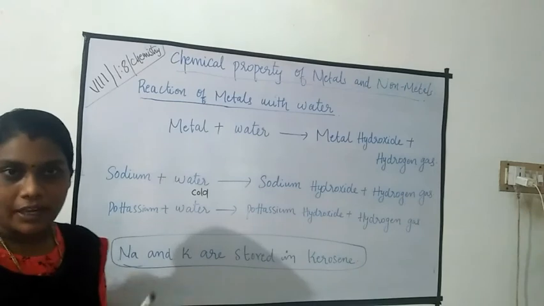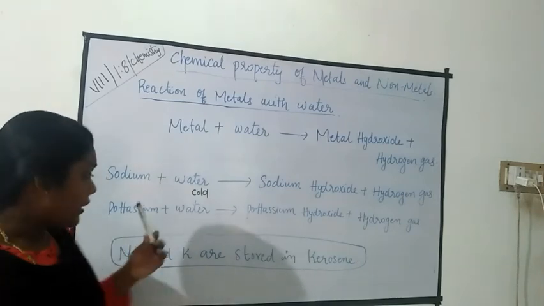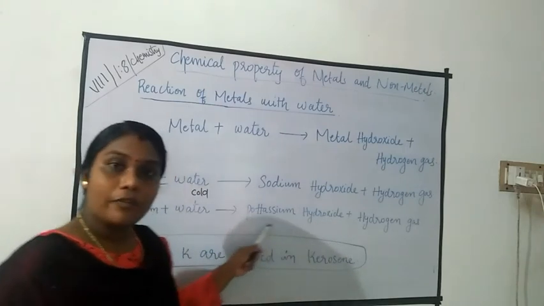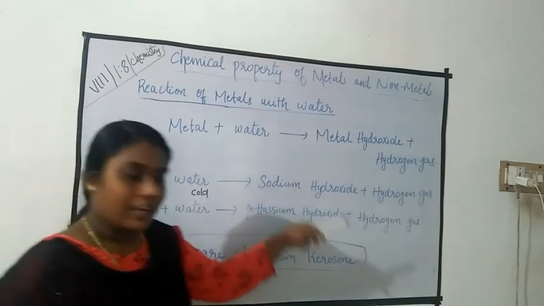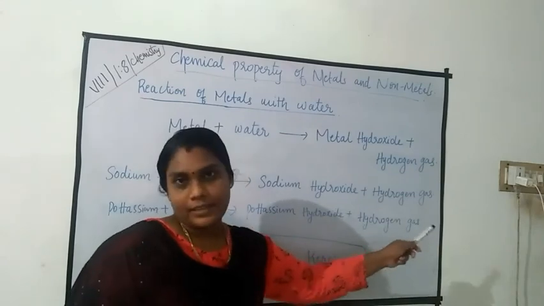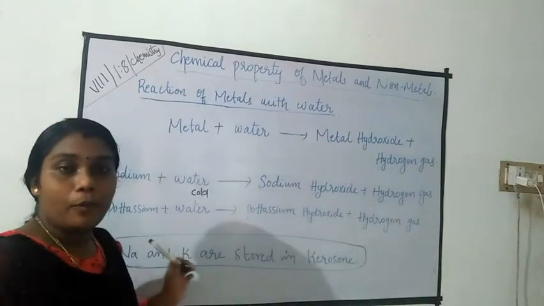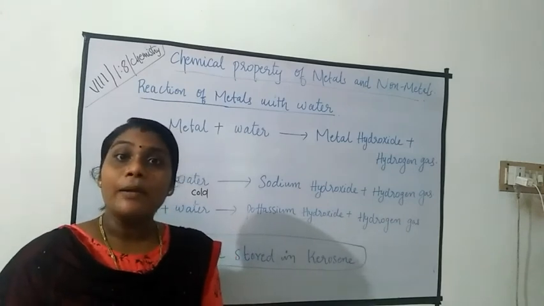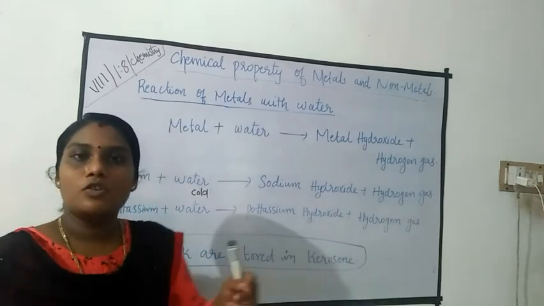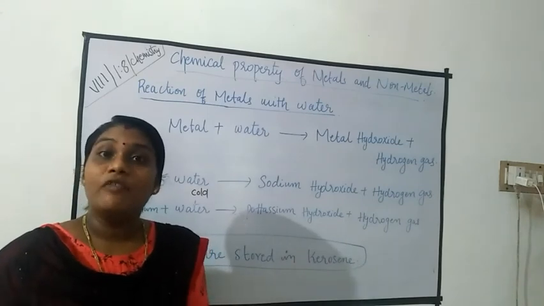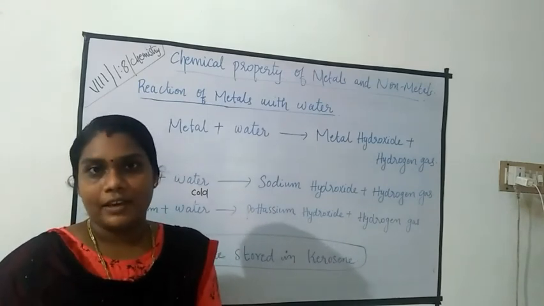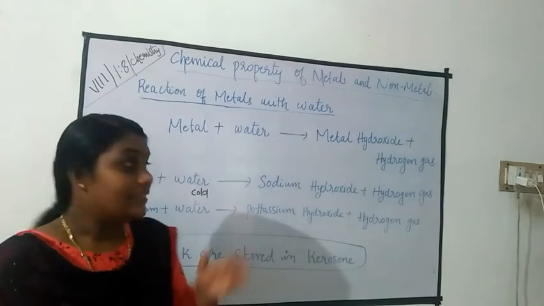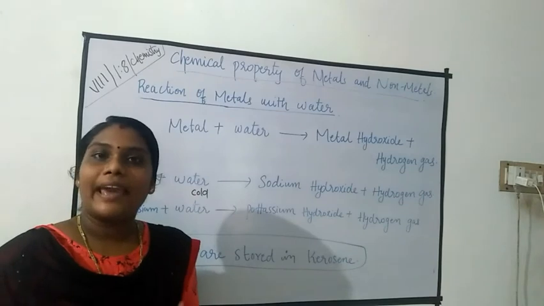The next is potassium. Potassium also reacts with water to form potassium hydroxide. Along with the formation of potassium hydroxide, it will liberate hydrogen gas. Sodium and potassium are very highly reactive metals. When we put sodium and potassium into water, what happens? It will liberate a lot of heat. Because of this heat liberation, the hydrogen gas may catch fire.